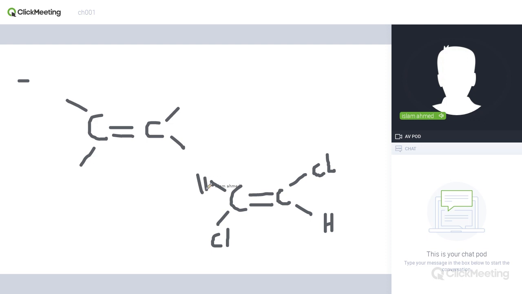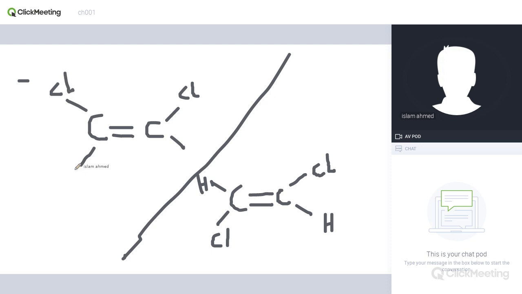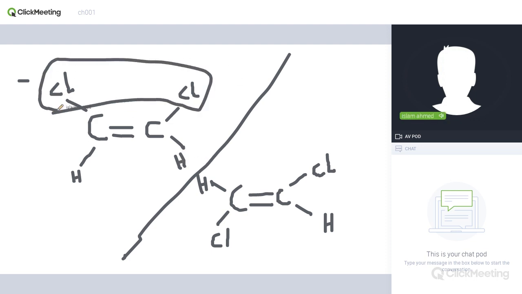If we have a cis molecule, that means that the functional groups are on the same side. This is the one. That one is a cis molecule. They are on the same side. You can write cis at the corresponding structure. And if I have the functional groups in the opposite direction, as you see here, that's called trans.